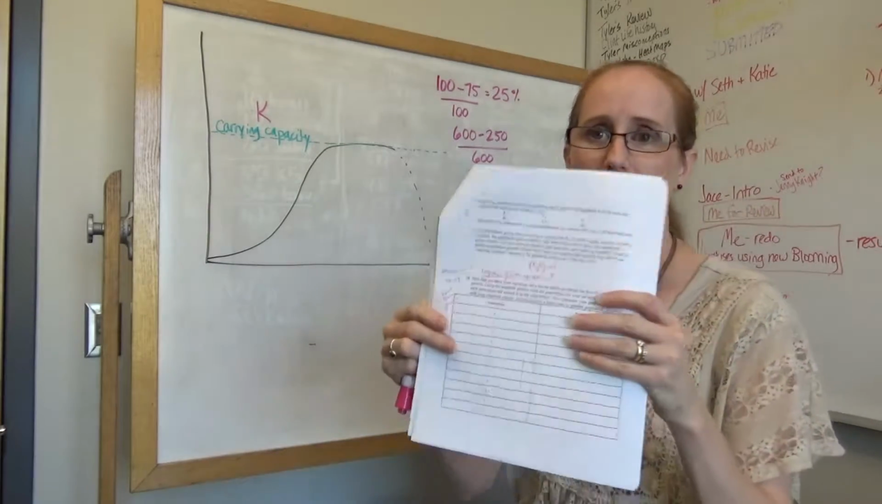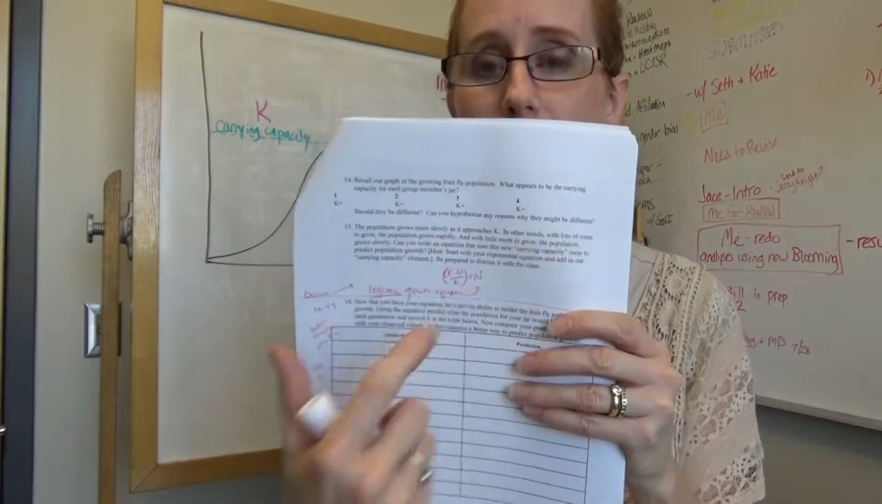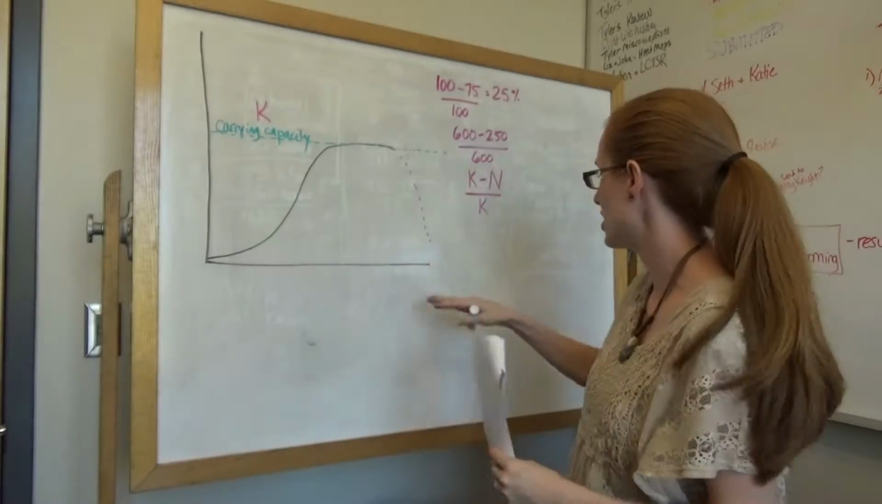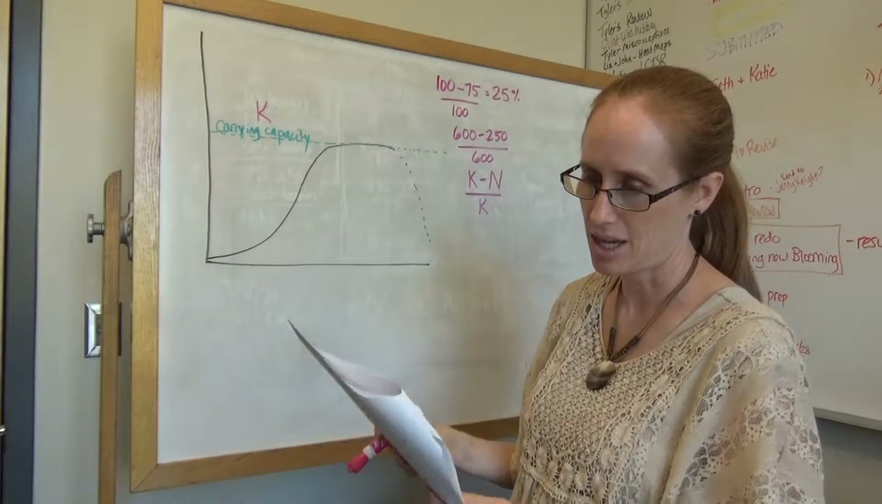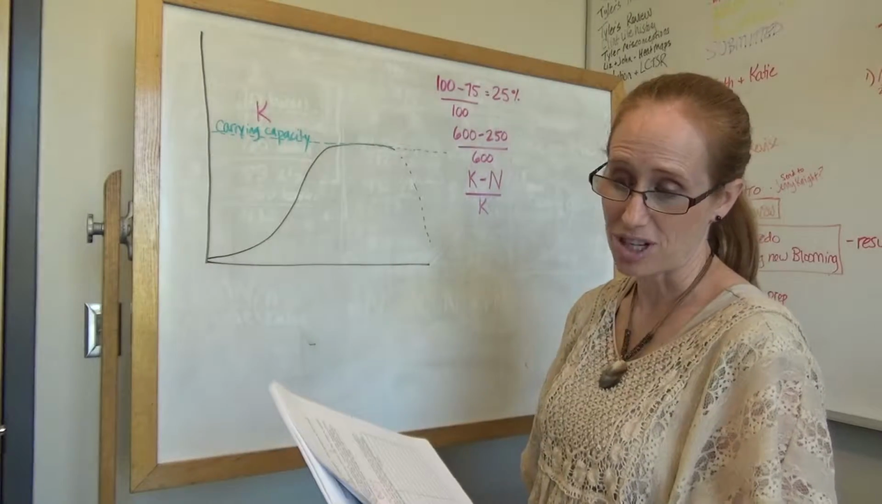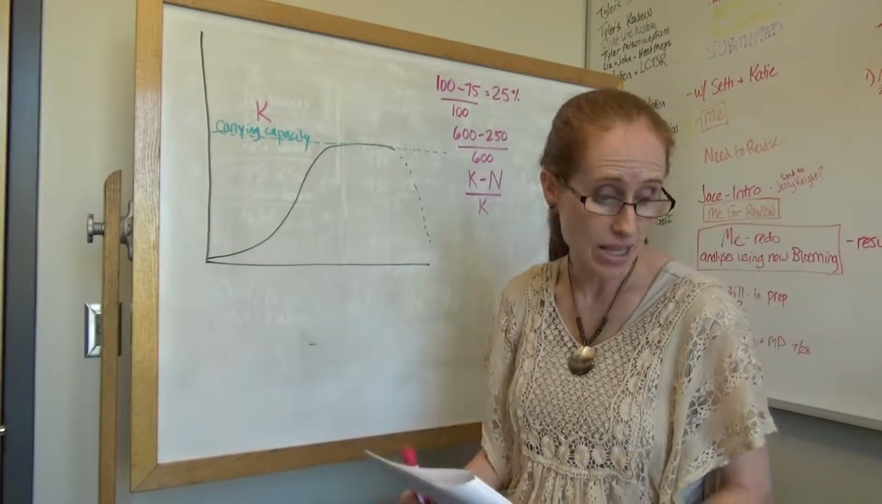So on 14, it asks them to record the 4 different carrying capacities for their 4 different jars. That's what they got from the graph that they drew before. What was the approximate carrying capacity? And it asks them, should they be different? Can you hypothesize reasons? Anything is right here.